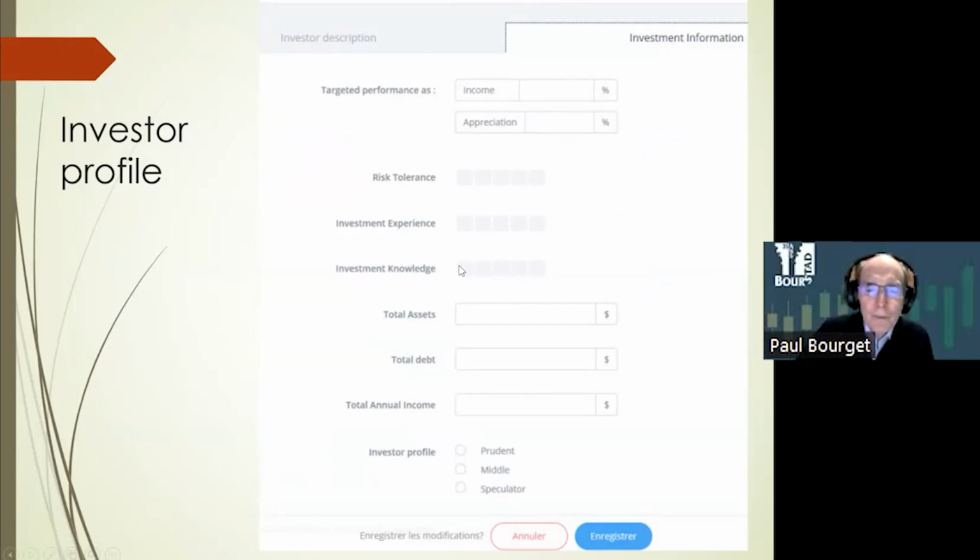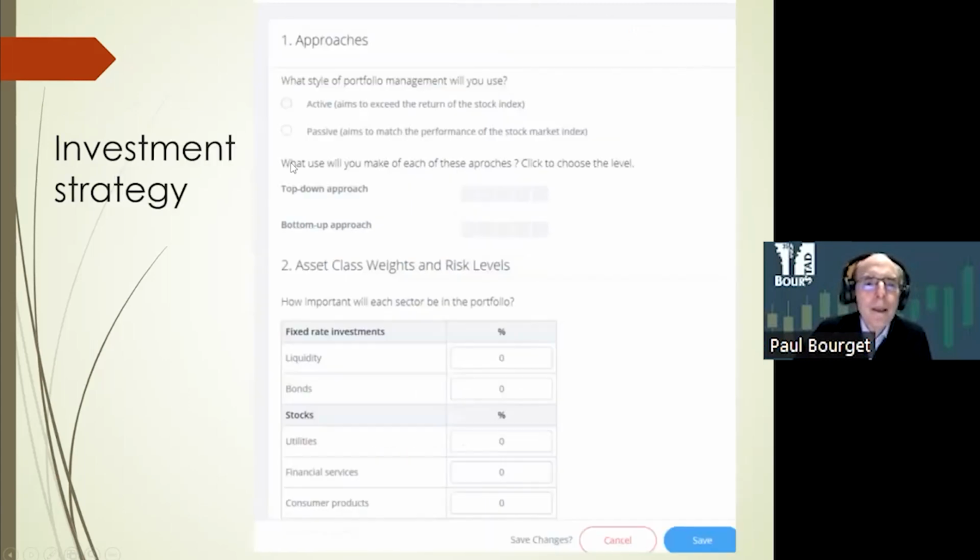Investment knowledge, very weak, greatest. Total assets in Canadian dollars, total debt in Canadian dollars, annual income, investor profile, and you're set to go.